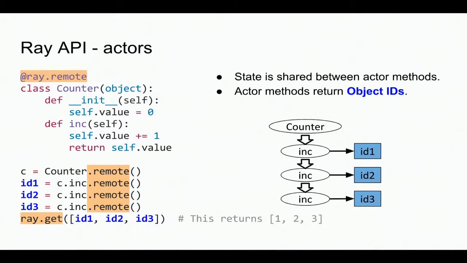The cool thing here is that the actor part of the API and the remote function part of the API are not two separate things where you use either one or the other. They interact seamlessly within the same scripts, the same workloads, or the same computation graphs.